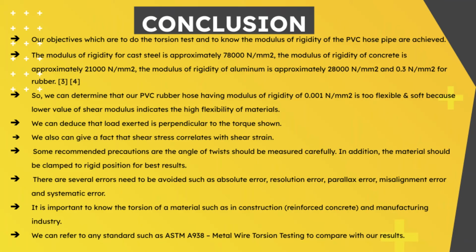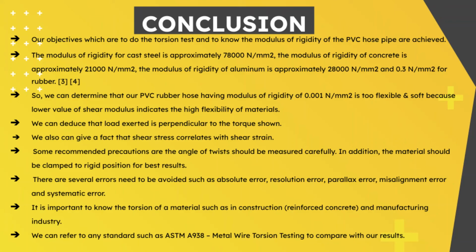For the conclusion, our objectives, which are to do the torsion test and to obtain the modulus of rigidity of the PVC hose pipe, are achieved. According to the common materials' modulus of rigidity, cast steel is approximately 78,000 Newton per square millimeter, concrete is approximately 21,000 Newton per square millimeter, aluminium is approximately 28,000 Newton per square millimeter, and lastly, rubber is 0.3 Newton per square millimeter.